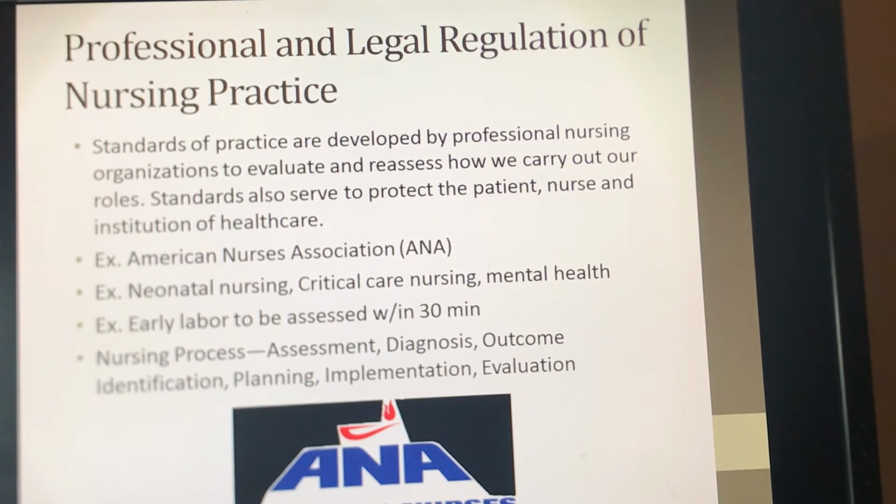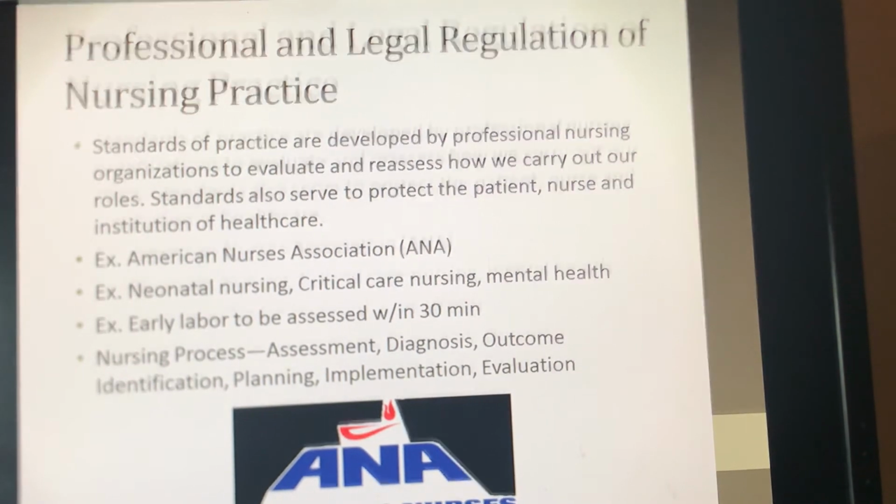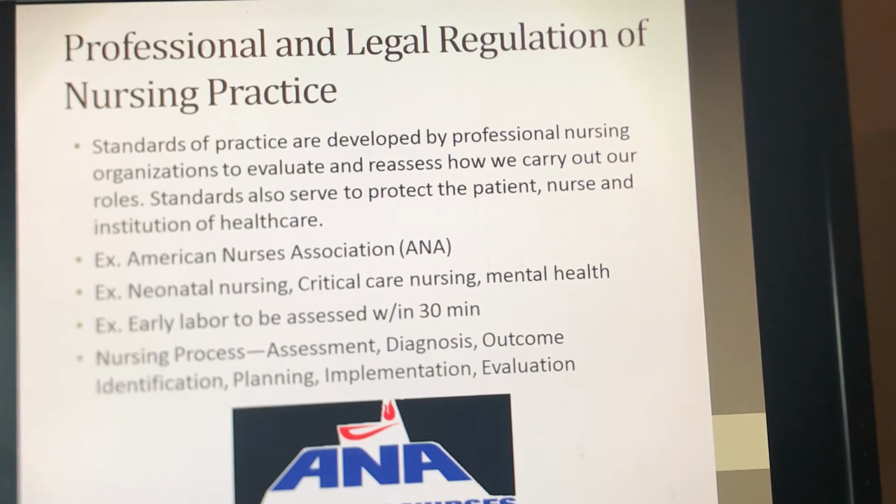So we're going to assess, we're going to see what's going on. We're going to diagnose. We're not going to diagnose the way a doctor does. A doctor will diagnose appendicitis. We are going to diagnose and take care of the patient based on their physiologic needs, based on their emotional needs, in a holistic way. So we're going to diagnose pain because they're going to have pain, and we're going to treat pain.